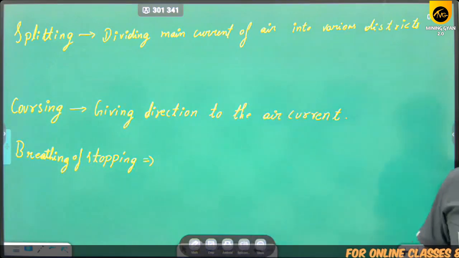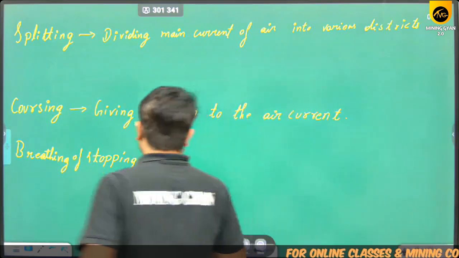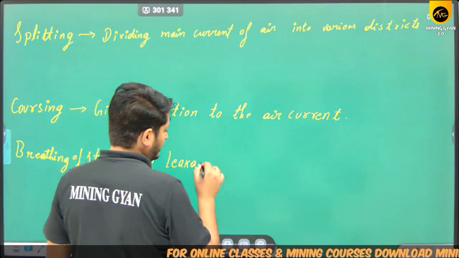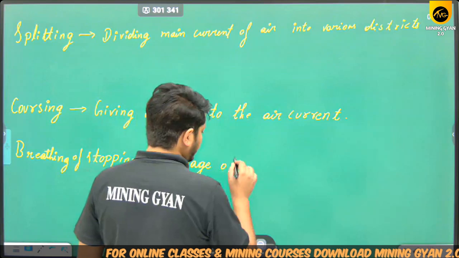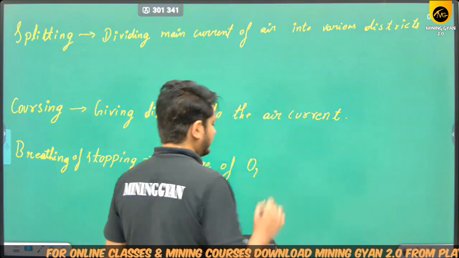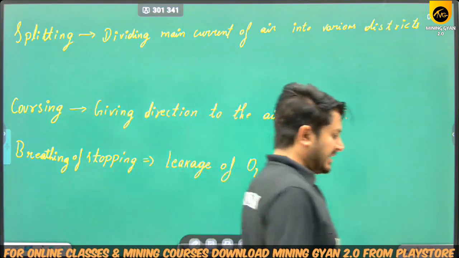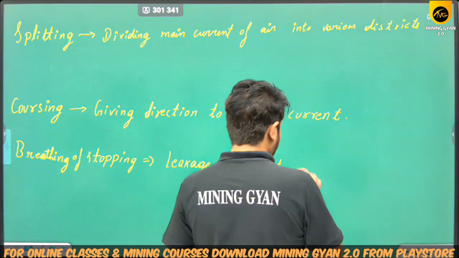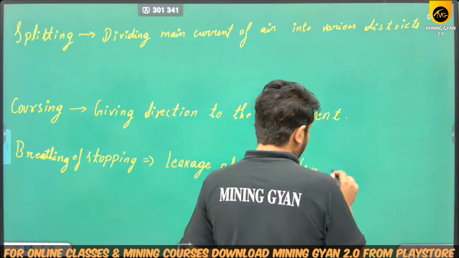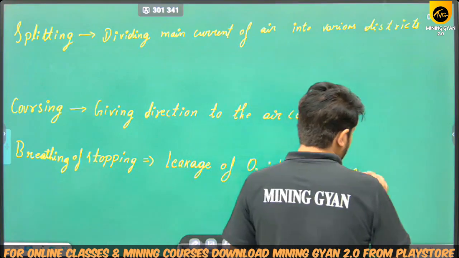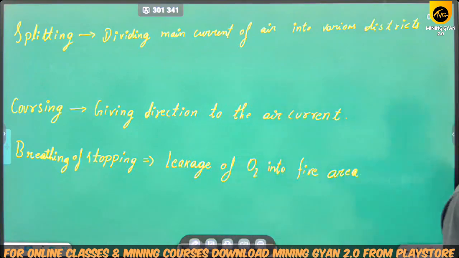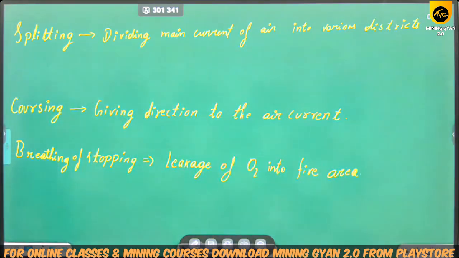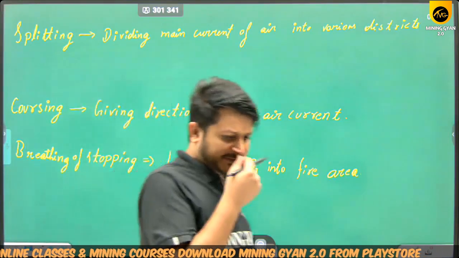What do you mean by breathing of stopping? Breathing of stopping means leakage of air, leakage of oxygen, into the sealed area, into the fire area. Breathing of stopping means leakage of oxygen into the fire area. This is called breathing of stopping.